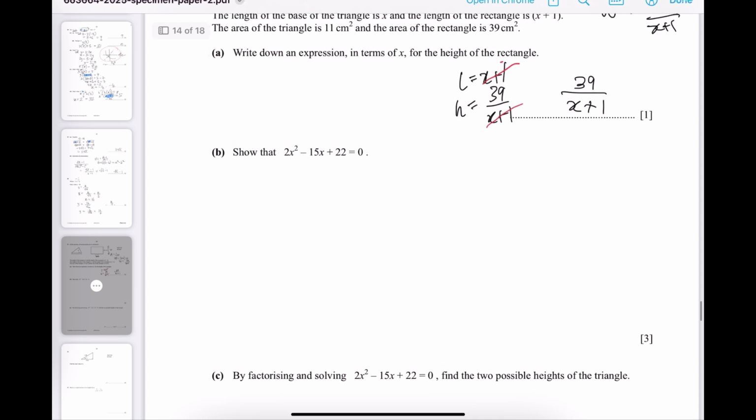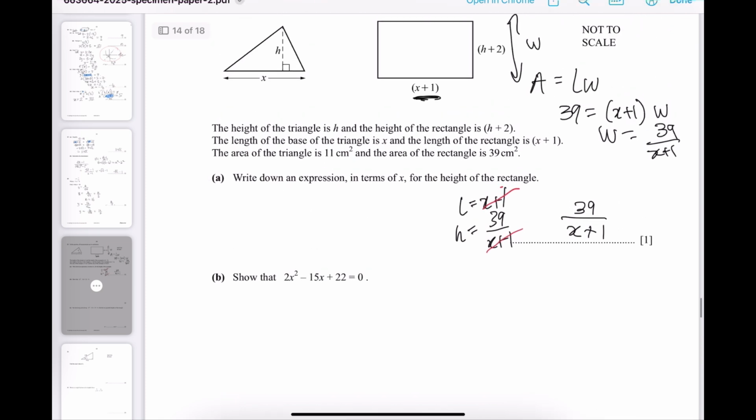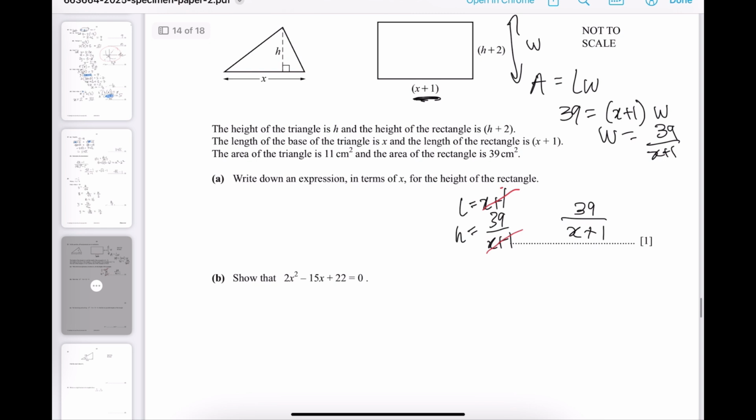Now we want to show that 2x squared minus 15x plus 22 is equal to 0.